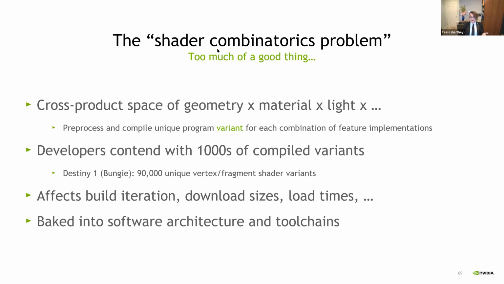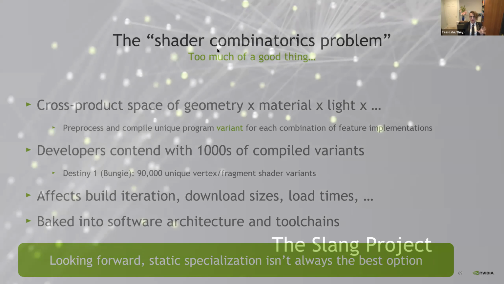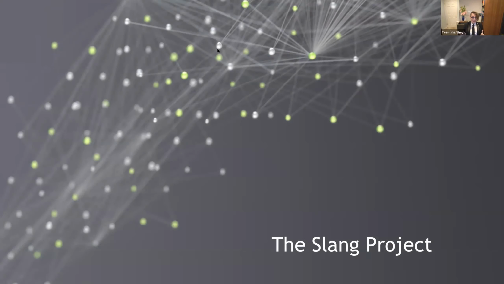And looking forward to the future of GPUs and other kinds of rendering, it turns out that static specialization not only causes all these problems, but it also isn't always the best option for performance. We've kind of walked ourselves into a corner where we only have one way of doing things, and now we pay a lot of pain for it without always getting an upside. So this is a good point to segue over to what we did on the Slang Project.